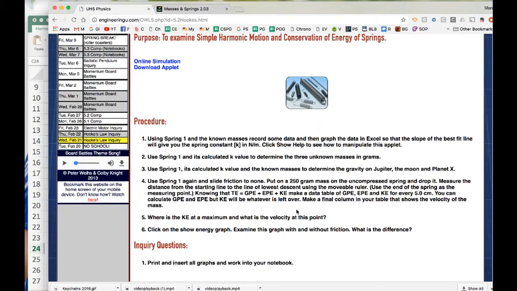Okay, all right. Part 4 is probably the most important here. We're going to understand the conservation of energy. So we're going to have a column for gravitational potential energy, elastic potential energy, and kinetic energy. And if you add all three of those up, you should get total energy, and that total energy never changes as it's oscillating back and forth.